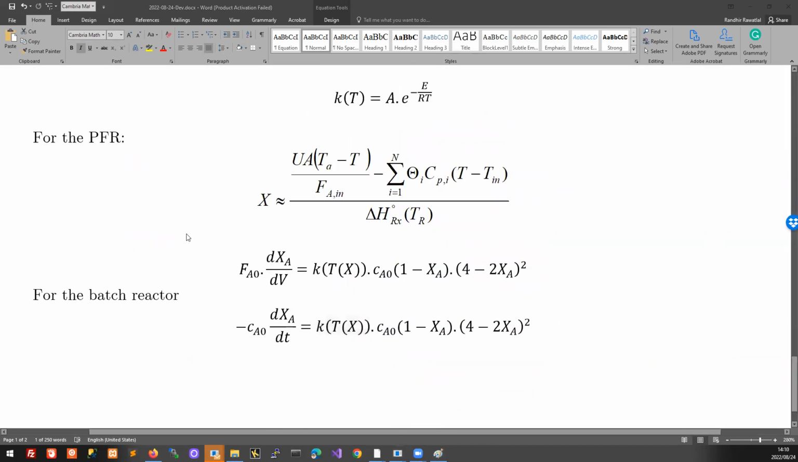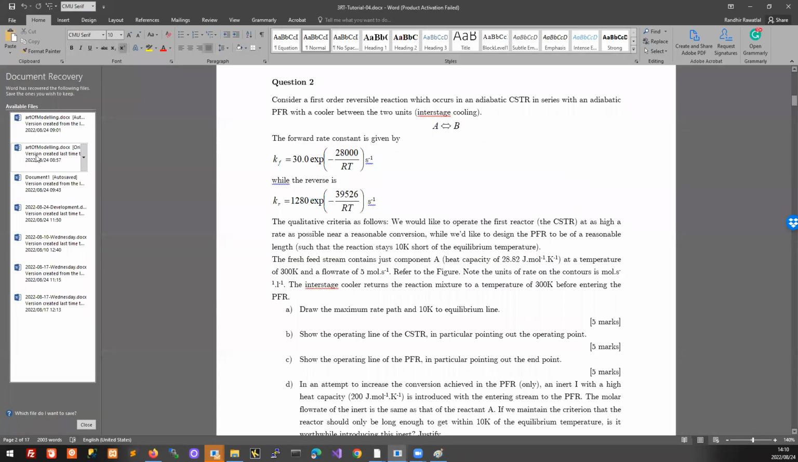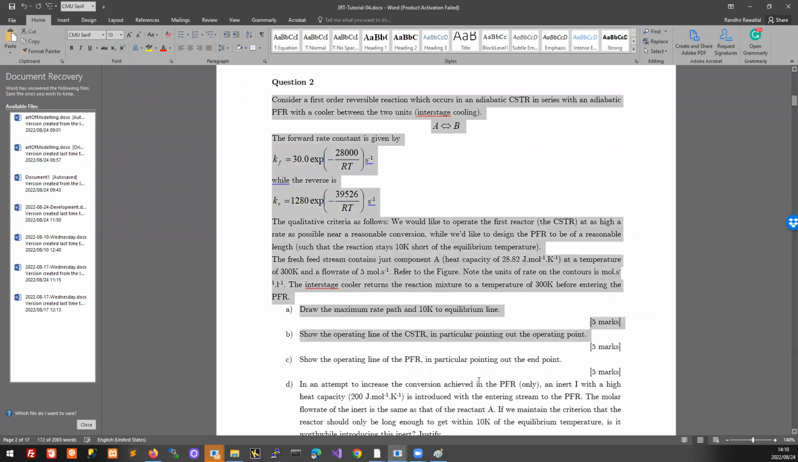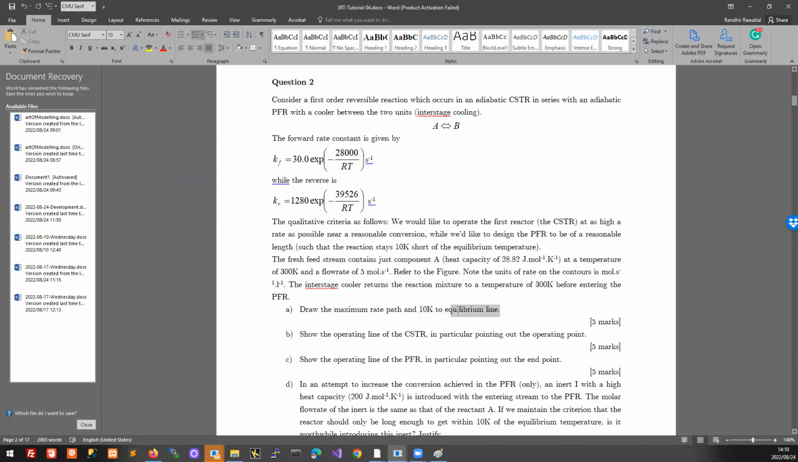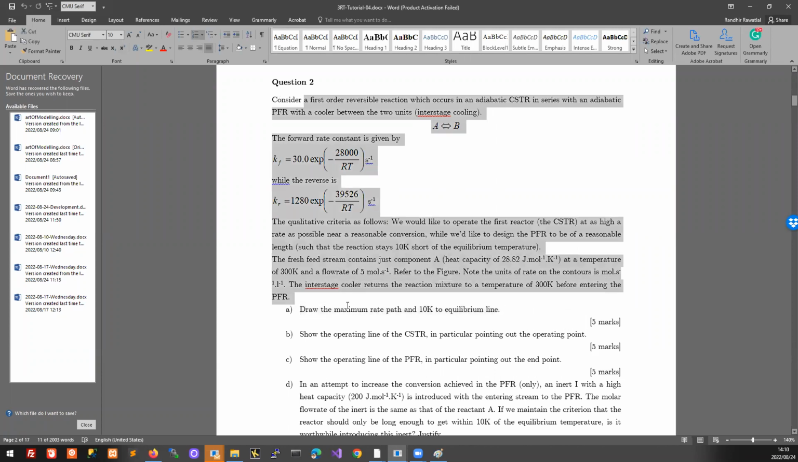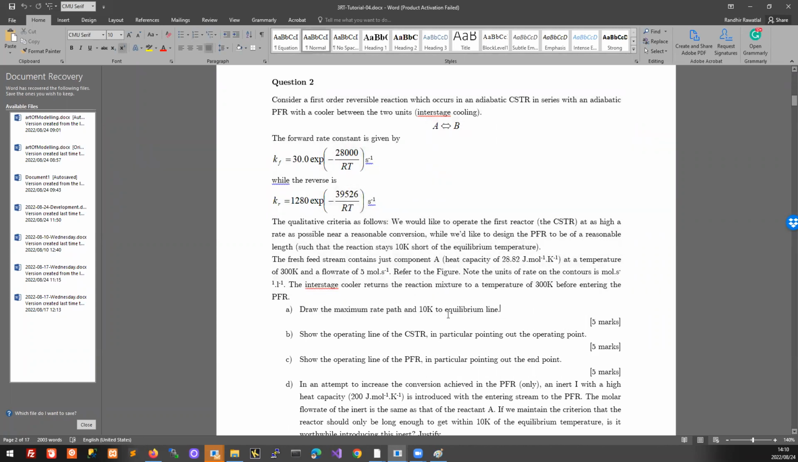Okay, now looking at the tutorial, I wonder, we must really take a break in between somewhere. Let's see. So maybe just to introduce this, and then we can look at the break. But for this question, we are asked a couple of different things. Now it's talking about an equilibrium line and a maximum rate path and all that. So we are not familiar with those terms, but never mind these specifics.